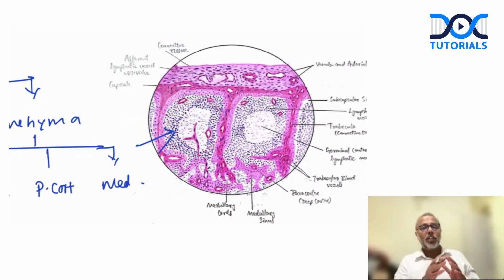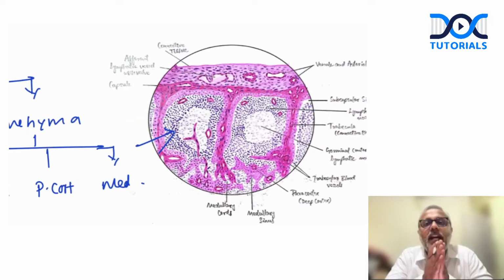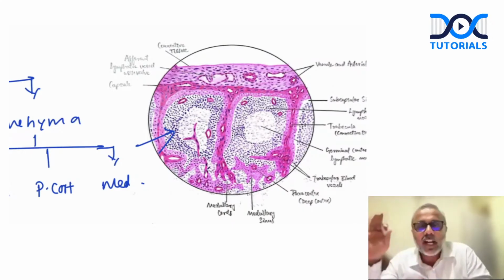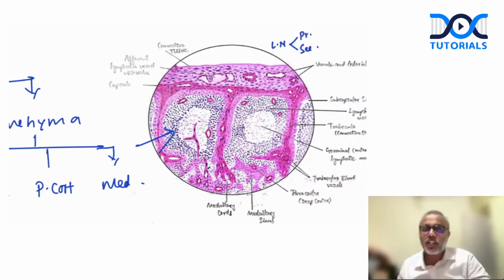A lymphatic nodule is made up of a collection of lymphocytes, right? Now, what type of lymphocytes? In the cortex, we get B lymphocytes, highlighted. These lymphocytes are arranged in the form of lymphatic nodules. The lymphatic nodules are of two types. Now, what are the two types of lymphatic nodules? We have primary nodule and we have secondary nodule.